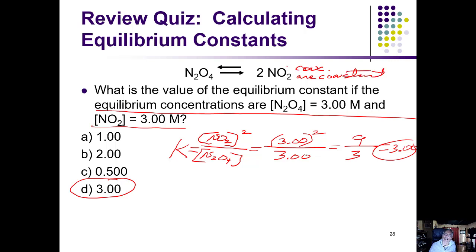That means that it's going in the reverse direction at the same rate as it is going in the forward direction, because this is a constant concentration and this is a constant concentration. As fast as the dinitrogen tetroxide decomposes, the nitrogen dioxide combines with itself to form the dinitrogen tetroxide. These two rates are equal to each other.